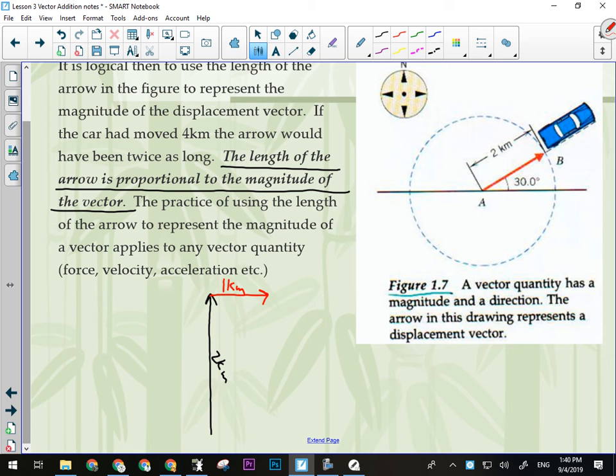Okay? Everyone follow me there? So my total displacement then would be that side of the triangle. Remember, displacement is how far and in what direction you are from your starting position. That's what the blue arrow would represent. My displacement in a straight line from where I started.